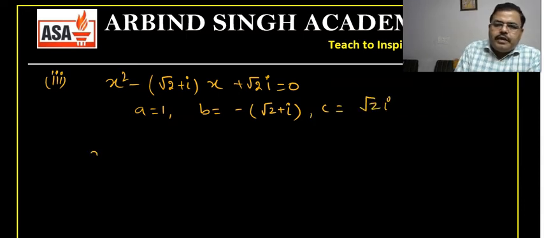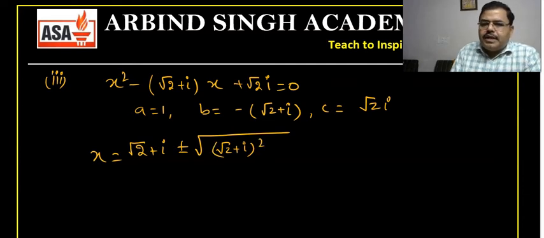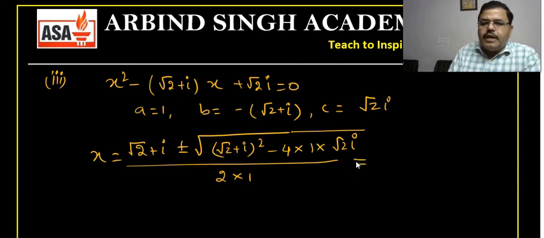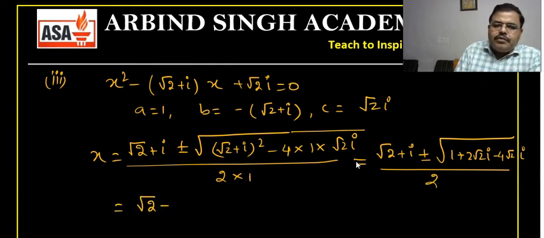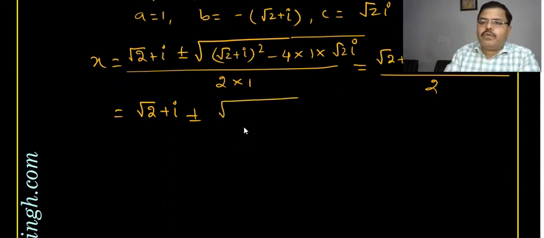root under 2 iota. So x can be written as minus b, that is root 2 plus iota, plus minus under root b square, that is the root 2 plus iota whole square. This negative square will be positive, so that is why I am not writing this. Into a into c is root 2 iota whole divided by 2a, that is 1. Now that will be root 2 plus iota plus minus, and square root of this will be 2 minus 1, that is 1, plus 2 root 2 iota and minus 4 root 2 iota whole divided by 2. So again that can be written as root 2 plus iota plus minus under root of 1 minus 2 root 2 iota, divided by 2.